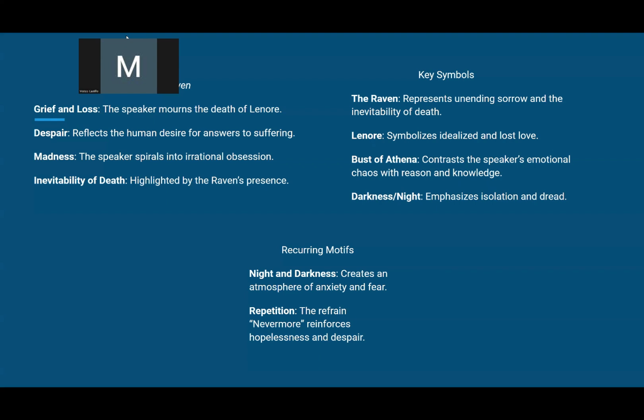Some recurring motifs throughout the poem include night and darkness, as it creates an atmosphere of anxiety and fear, and repetition. The refrain nevermore reinforces hopelessness and despair.